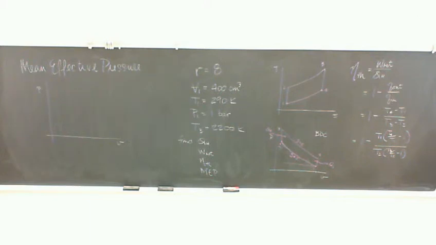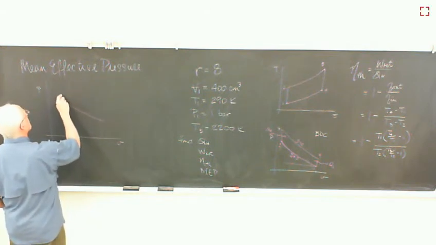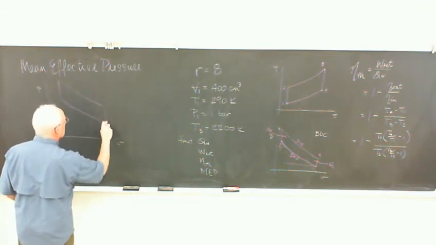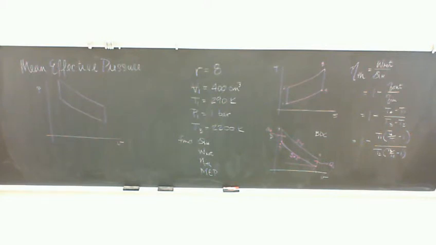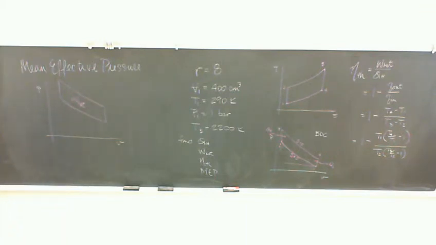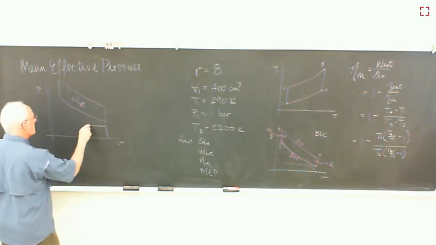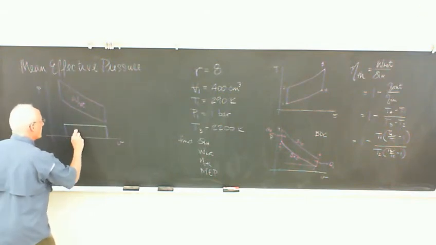On a PV diagram, we have this cycle that represents our Otto cycle. And we know from any cycle on a PV diagram that the area is the net work. The mean effective pressure is the one pressure that would give you that same area.